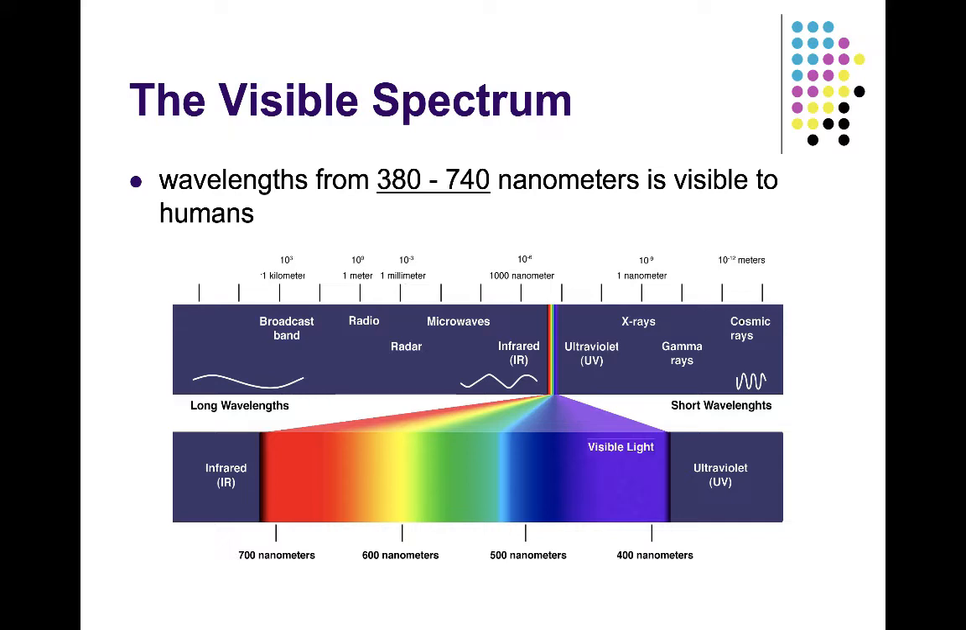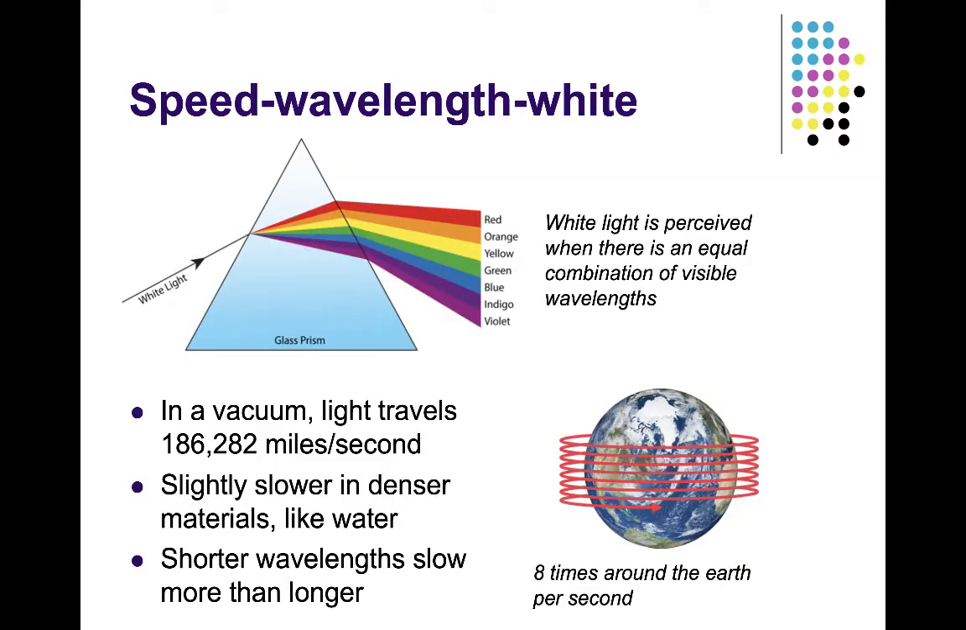And it's within this narrow range of wavelengths that the electromagnetic waves enter our eyes and interact with our physiology. The shorter of the visible wavelengths, about 400, are violet, and the longest of the visible wavelengths, around 700 to 740, are deep red. In the middle are greenish wavelengths. White is perceived when there is an equal combination of visible wavelengths.